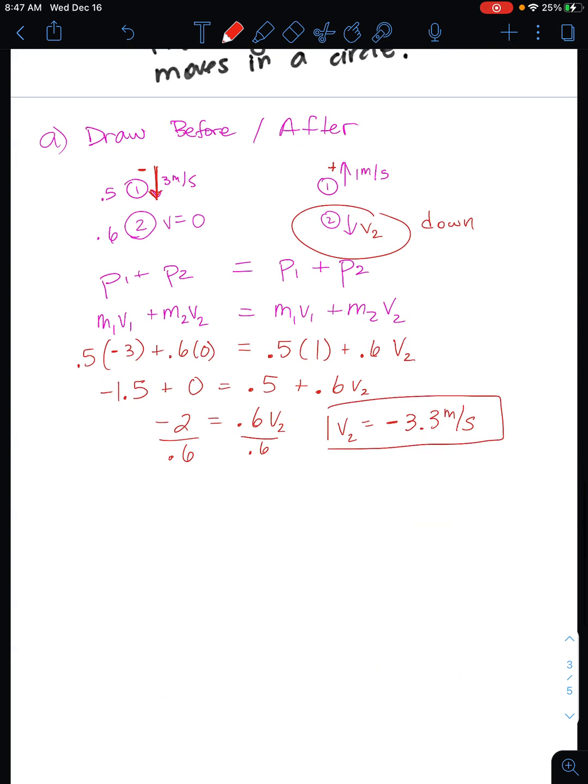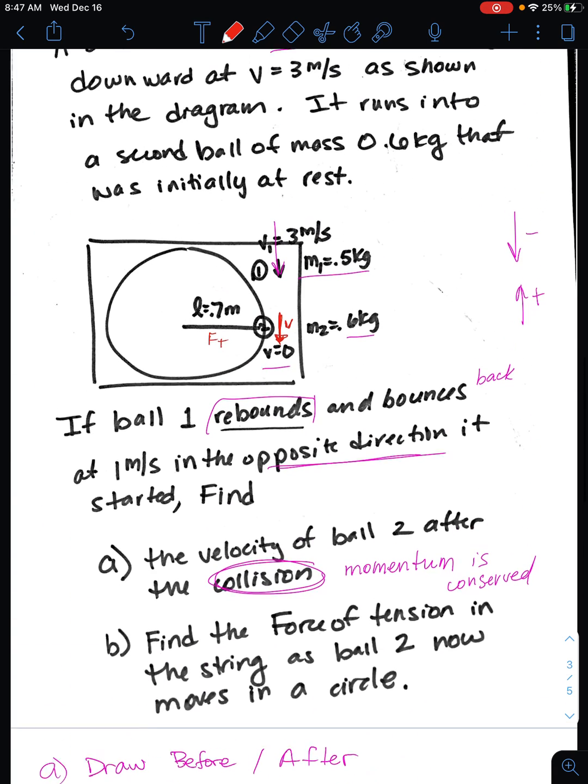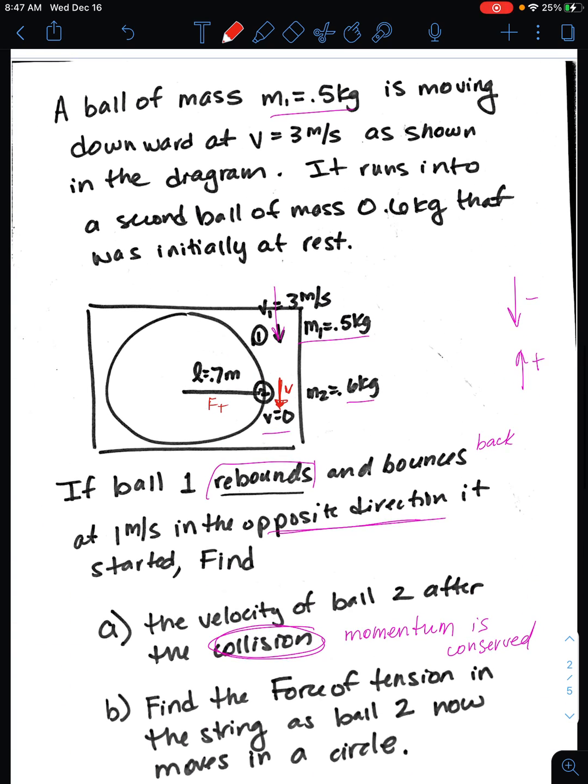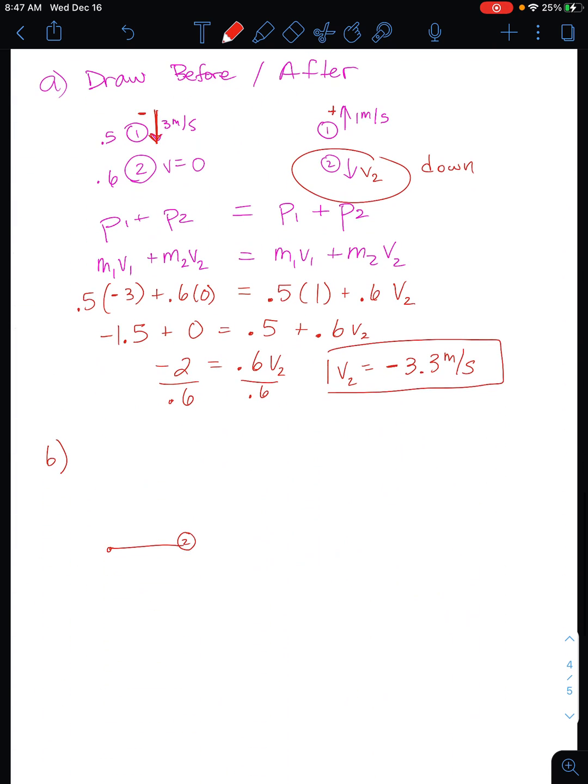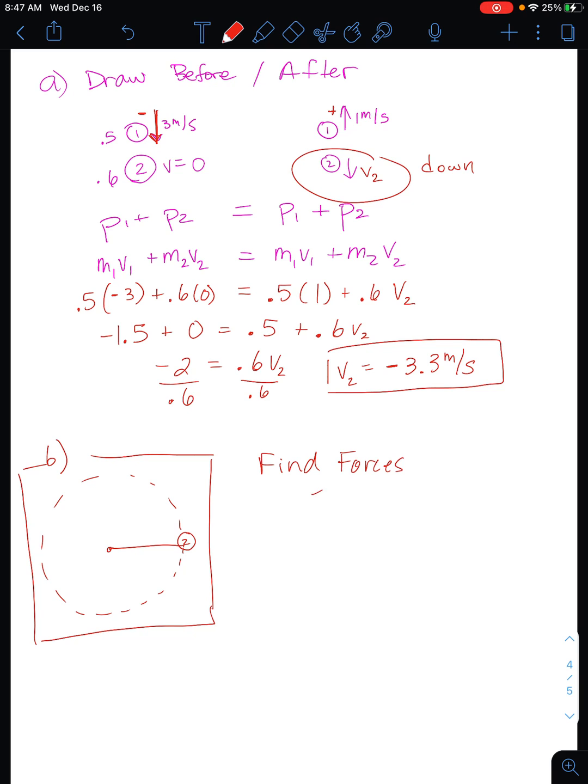So I'm going to draw myself a new picture for part B that has just ball 2 and the string, and it looks like that is on a table. And so while it's on the table, I've got this ball on the string that's going to be going in this circle. And while it's on this horizontal surface, anytime I'm trying to find forces or even acceleration, my step is going to start off by drawing a force diagram.